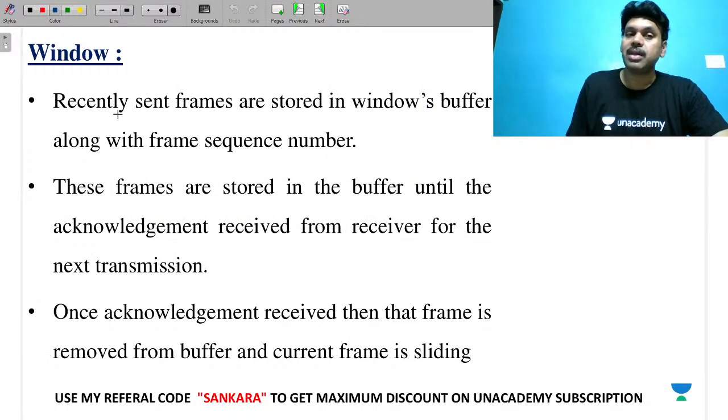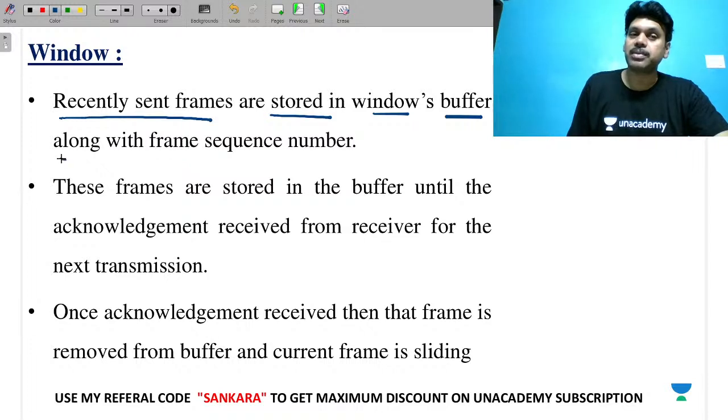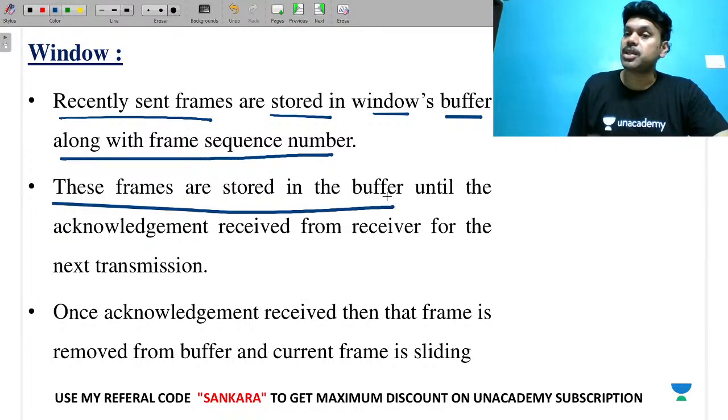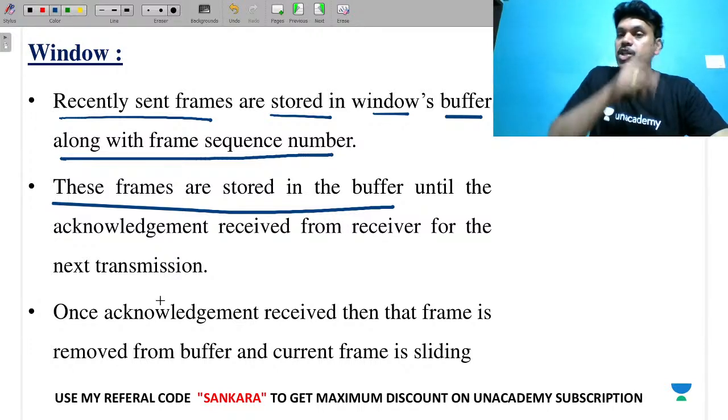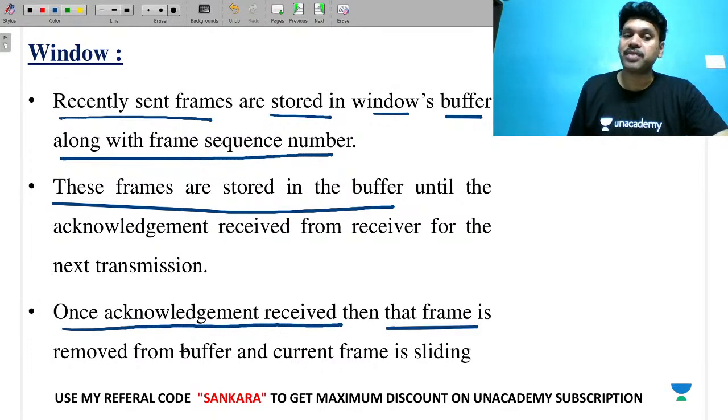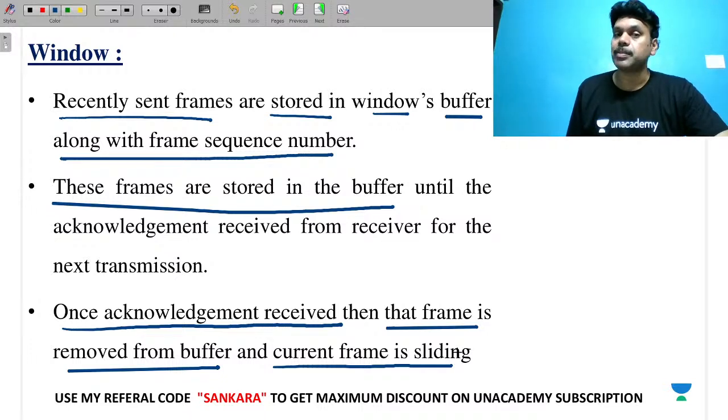So let us see. Recently sent frames are stored in a window, nothing but a buffer, with the frame sequence number. These frames are stored in the buffer until you get the acknowledgement. Once you get the acknowledgement, I will remove that particular sequence number from your buffer. So once acknowledgement is received, that frame is removed from the buffer and the current frame slides. This is the meaning of a window at the sender side.